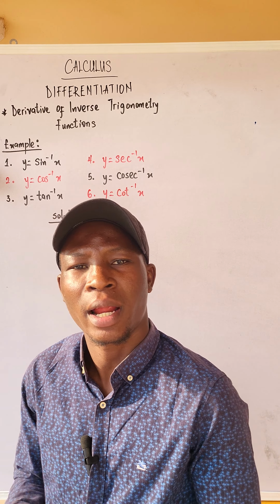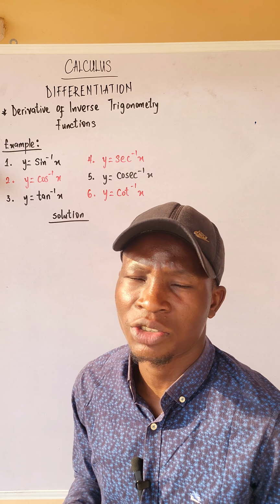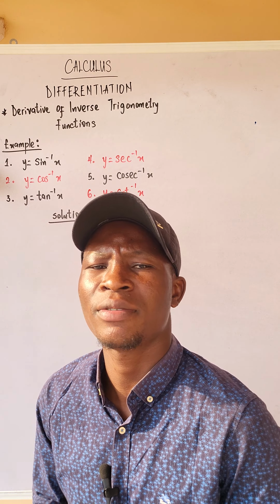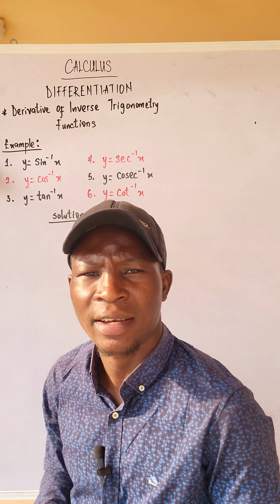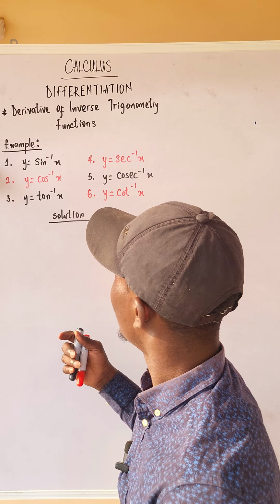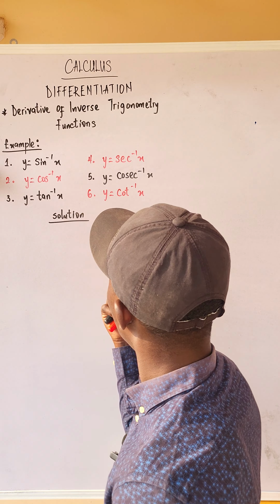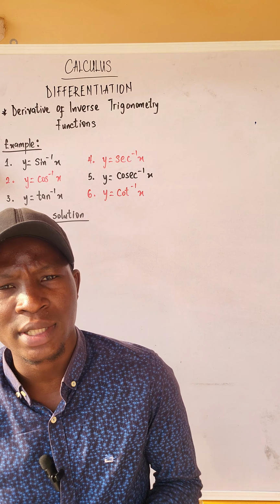Welcome back. Now we're on derivative of inverse trigonometric functions. For example, we have y equals sine inverse of x, cos inverse of x, tan inverse of x, sec inverse of x, cosec inverse of x, and cot inverse of x.